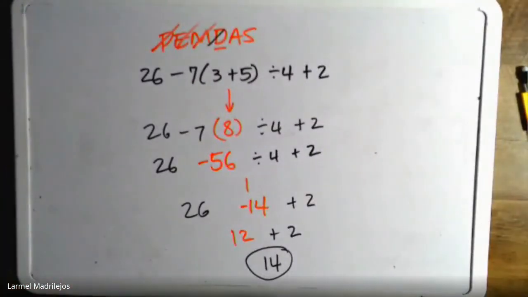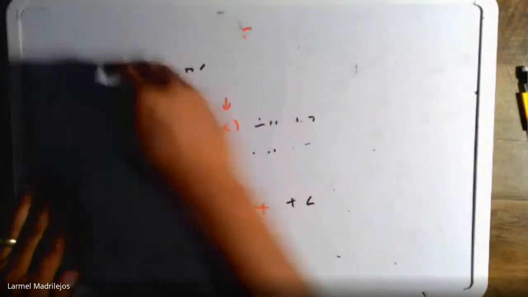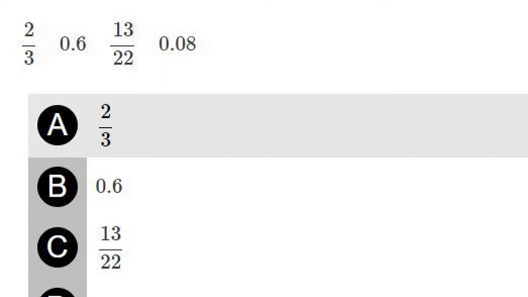Question number 7, the last question that I'm going to answer for today. There are fractions and decimals. The question is, which of the following numbers is the greatest? Note that the word greatest means the largest number from that group. Choices: A is 2 over 3, B is 0.6, C is 13 over 22, and D is 0.08.